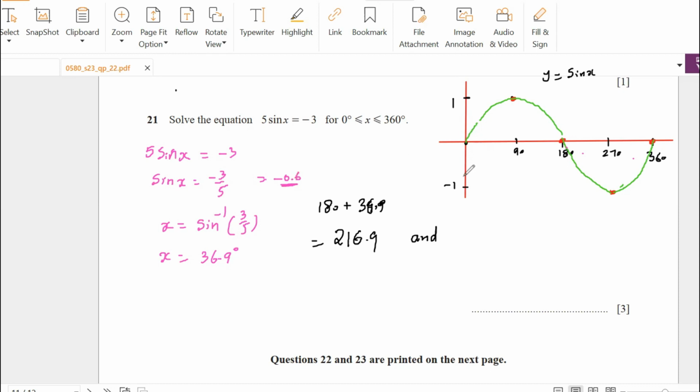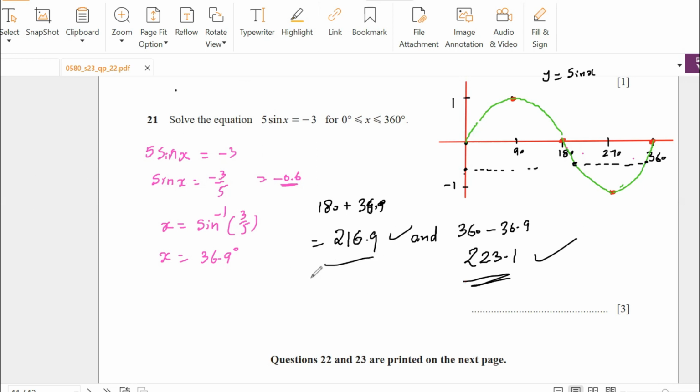And for the second answer, you can subtract from 360. Remember that minus 0.6, if you check carefully, is somewhere here. Yes, one answer is here, one answer is here. So one answer you can find by adding 180, and one you can subtract from 360. 360 minus 36.9 is equal to 223.1. So this is one answer, this is the second answer.